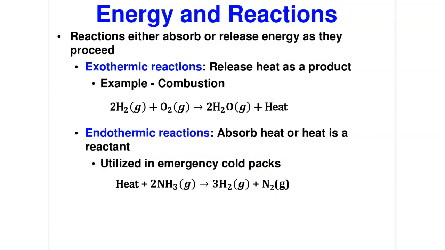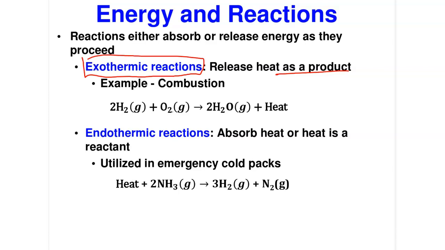Reactions are classified in 2 basic ways depending on whether they absorb or release energy. Those reactions that actually release energy as a product, we call them exothermic reactions. Most combustion reactions are exothermic because they involve the release of a huge amount of energy. That is why it is possible for you to grill with your propane, because burning propane in air, in oxygen, releases a huge amount of heat that helps to cook your meat. So this is a good example.